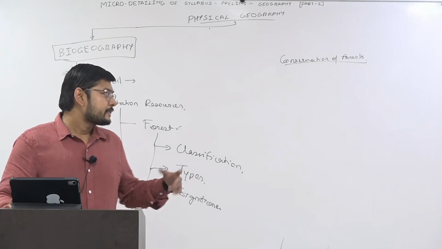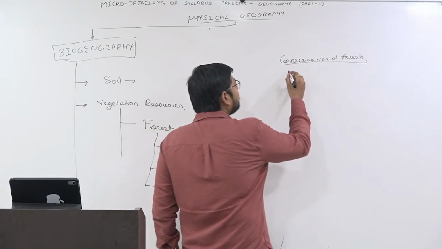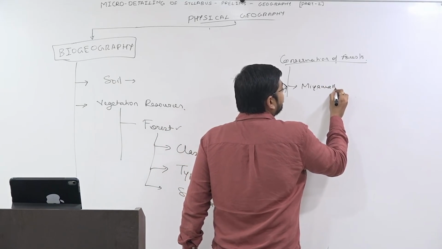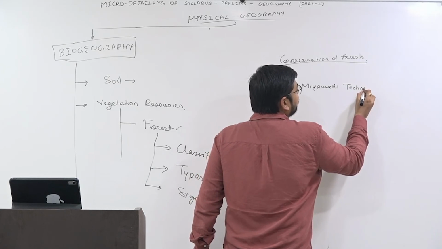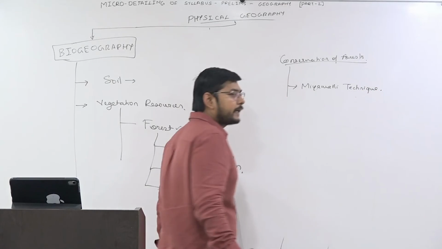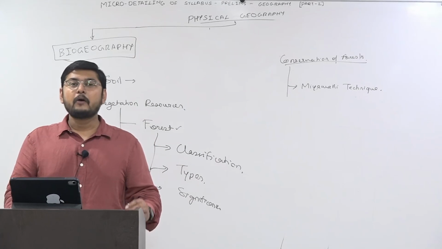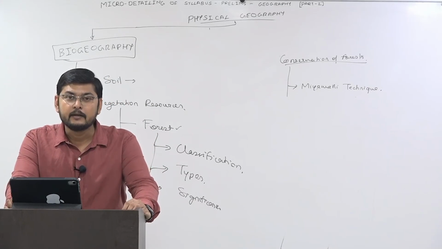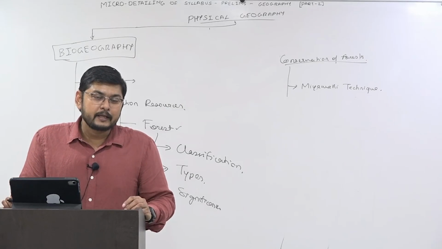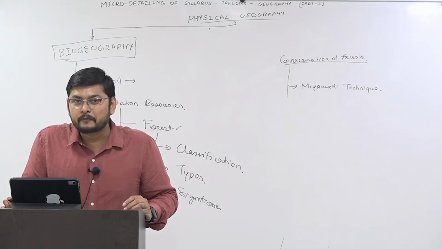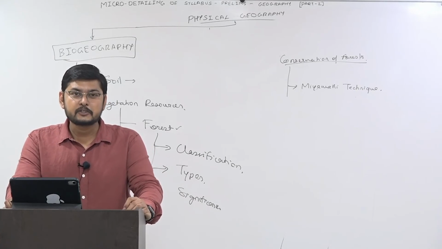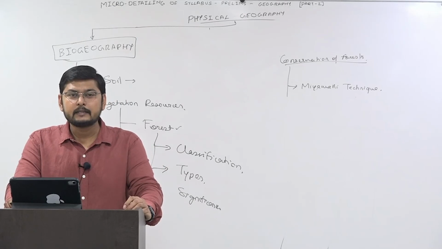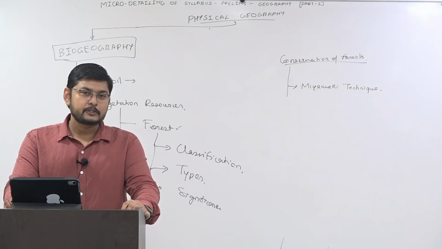For example, recently UPSC has asked with respect to the Miyawaki technique. What is the Miyawaki technique? How does it result in the conservation of forests? So those will be studied in detail. So in this part we have covered the physical geography, where we have seen general geography, geomorphology, climatology, oceanography and biogeography.